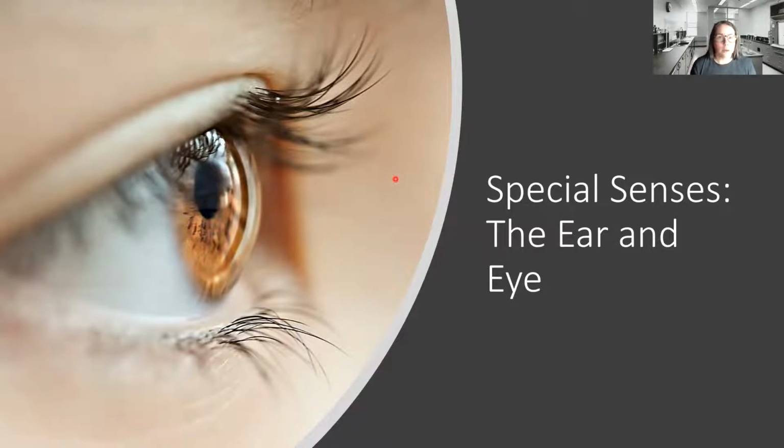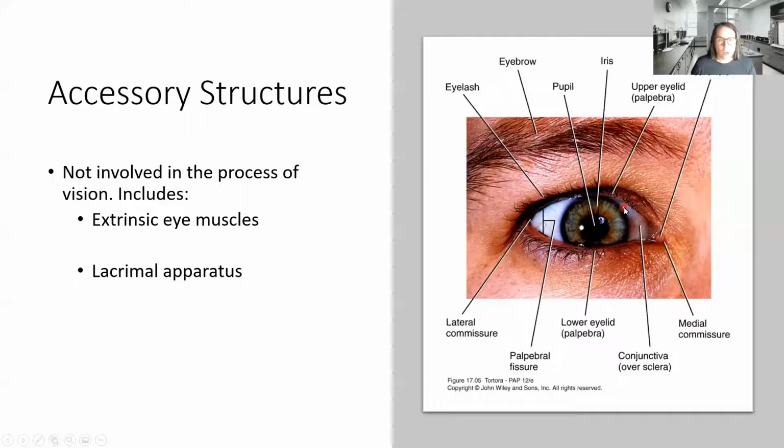So in today's lab, or this week's lab, I should say, we're going to be focusing on our special senses, primarily the ear and the eye. So let's get started. Now we're going to start first with the eye.